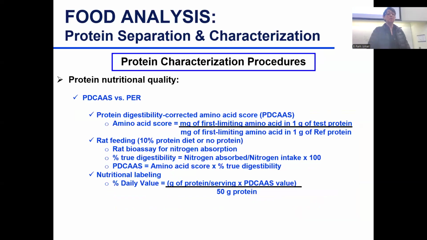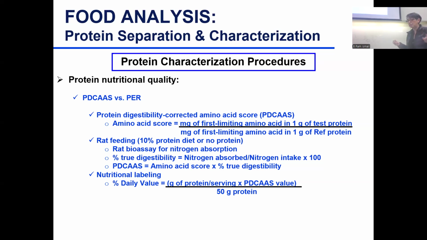Then we can determine something called PDCAAS, which stands for Protein Digestibility Corrected Amino Acid Score. It's a mouthful. You've heard of it, right? This is what we use. It's the official method that we use to determine percent daily values for the nutrition data. So it requires that we measure digestibility, and then we get the amino acid score, which is the milligrams of the first limiting amino acid.